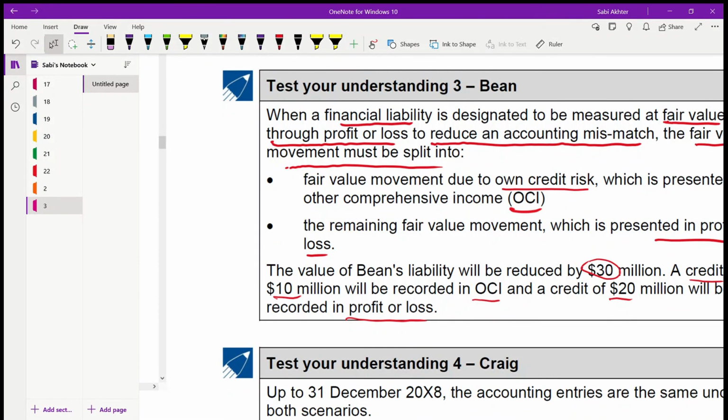We have covered everything up to financial assets. So until that, all the test your understanding, there are 4 test your understanding, all 4 I have covered. Okay. So the next topic will be equity instruments. Okay.